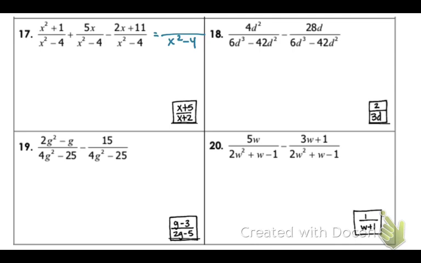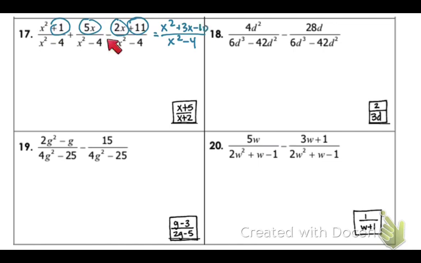Okay, so x squared, there's nothing to combine it with. Plus 1, I can combine that, but I'm going to write my b's next. So I have 5x minus 2x, that's 3x. And then I have 1 minus 11, which is 10. Okay, so now I have, sorry, not 10, it's negative 10.